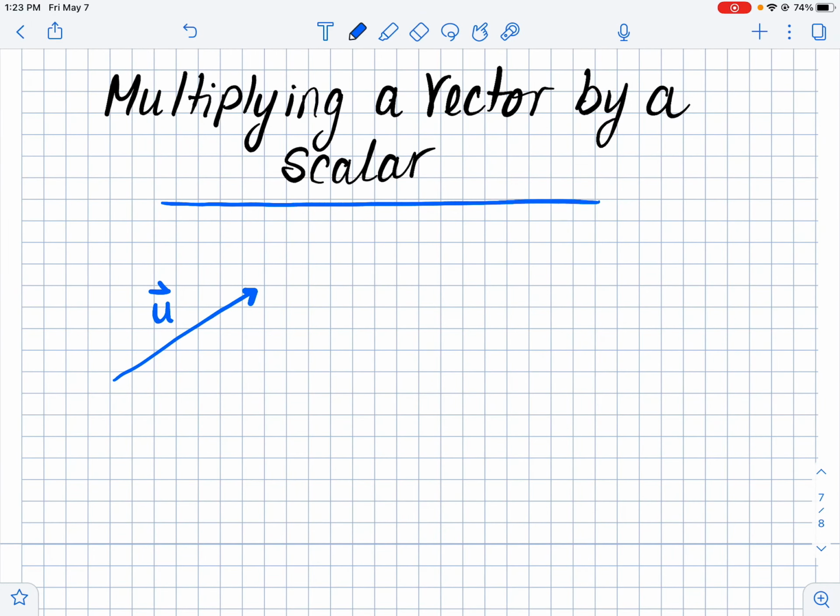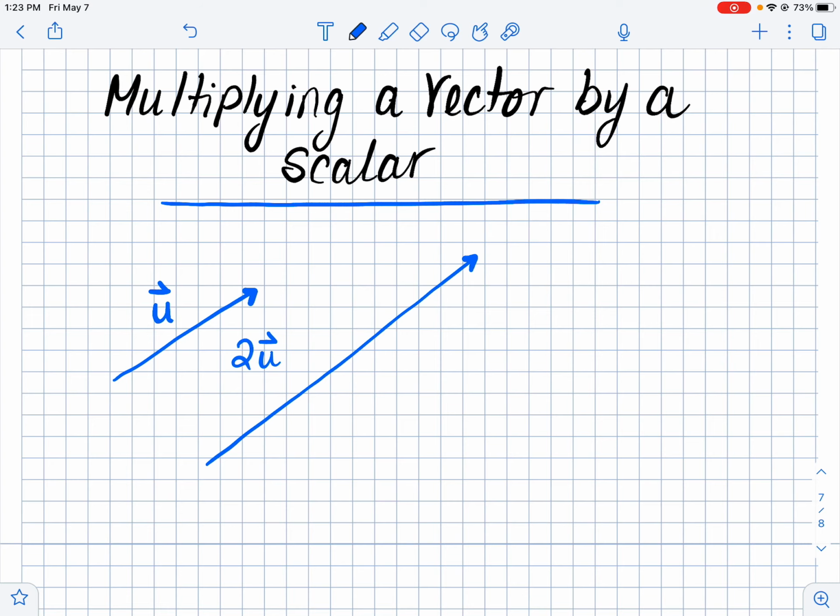Okay, multiplying a vector by a scalar. You can actually multiply a vector by a scalar, and it works similar to multiplying two numbers. So if you have a vector u and you want to multiply it by 2, you do just what you think you would do. You just make vector u twice as long. So it's like you have 2 of vector u. It just looks like that.